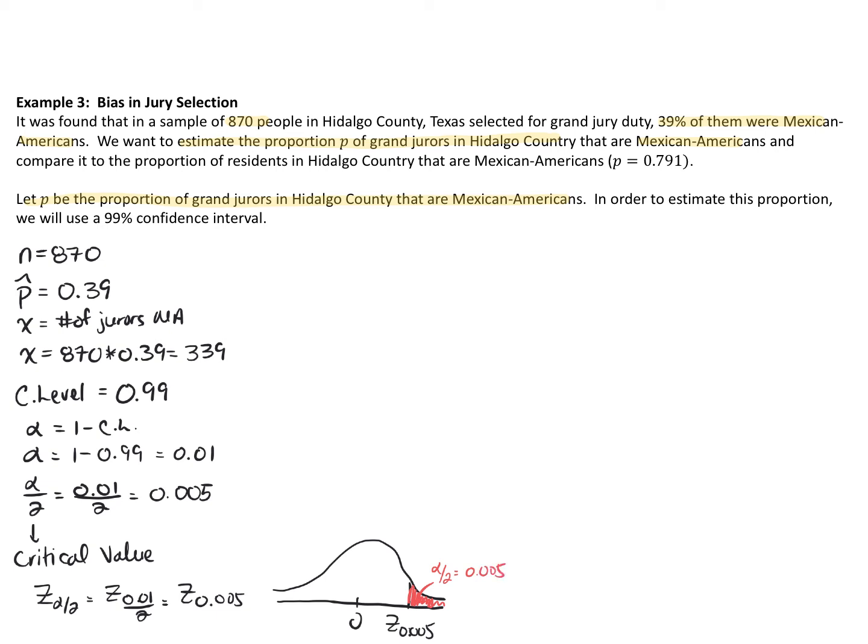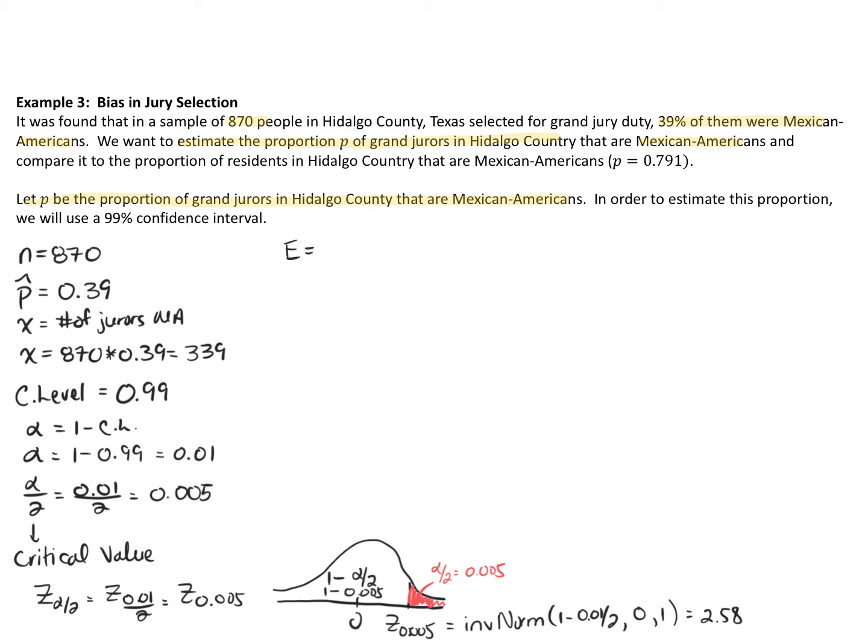To find that z-score, you're going to use inverse norm on your calculator. You type in the area to the left, which is 1 minus alpha divided by 2, the same as 1 minus 0.005. You can simply type in 1 minus 0.01 divided by 2, and your calculator will do the math for you. Then put in 0 and 1 for the mean and the standard deviation. When you press enter, you get 2.58. We're going to use that critical value to find the margin of error.